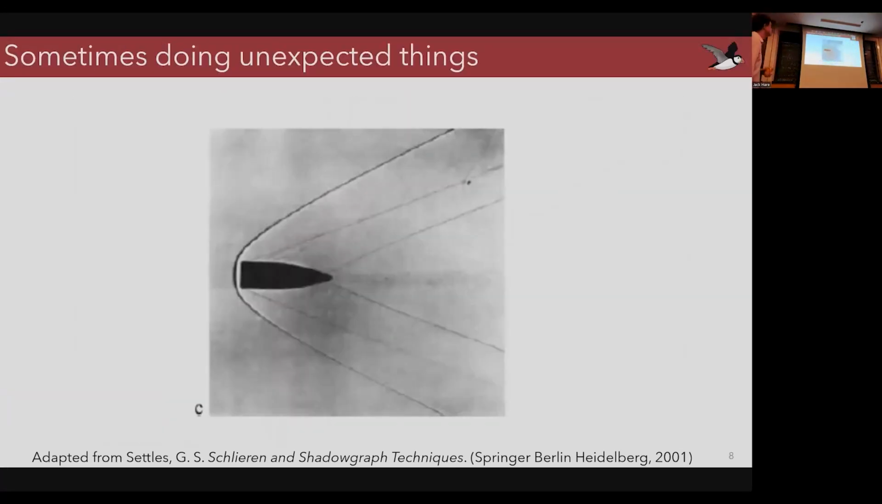There are also some funky pictures in this book. This looks pretty straightforward until you realize the bullet is actually flying backwards. I don't know why they did that, but there we go. This is a great book, by the way, Settles' Schlieren and Shadowgraph Techniques. It's got wonderful pictures inside it. If you want to know more about this, it's in the bibliography on the syllabus, and it's a great read. But I appreciate most people are not going to be using shadowgraphy and Schlieren, but still good stuff.